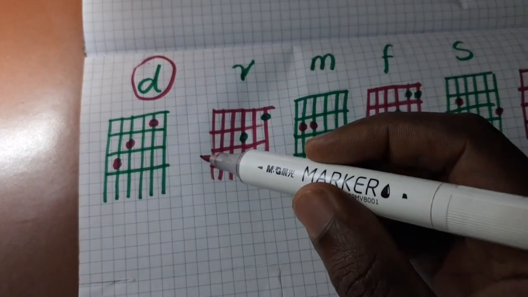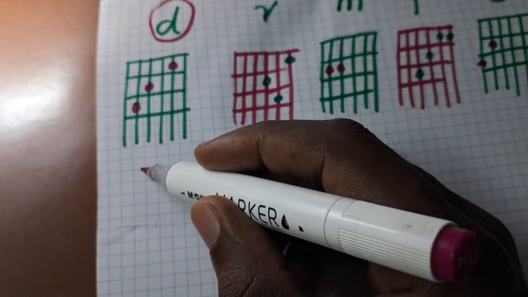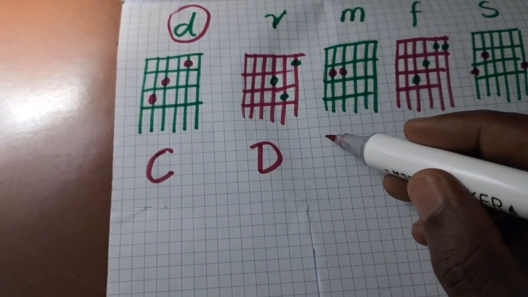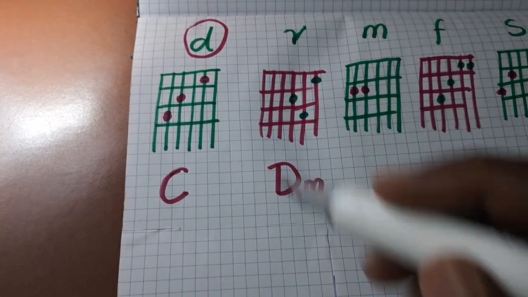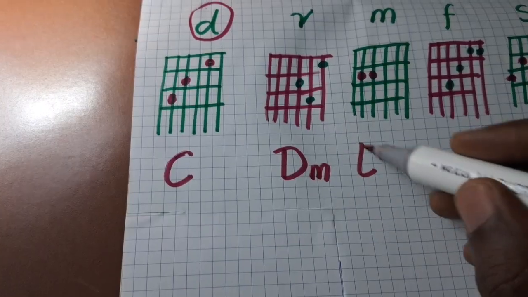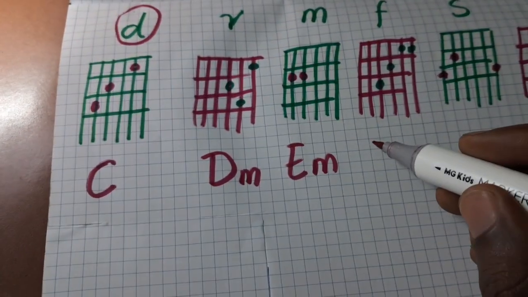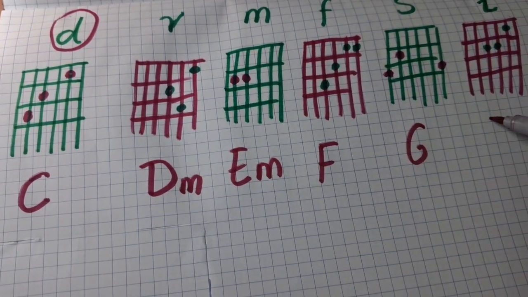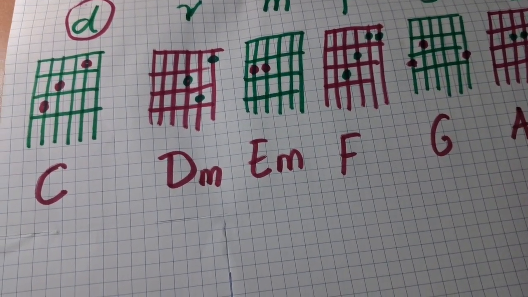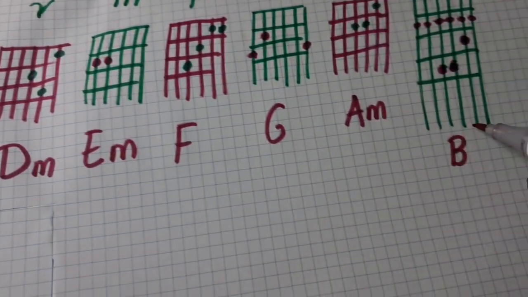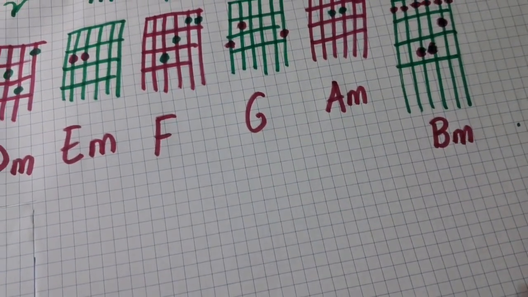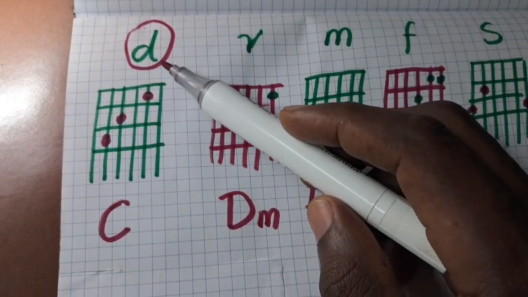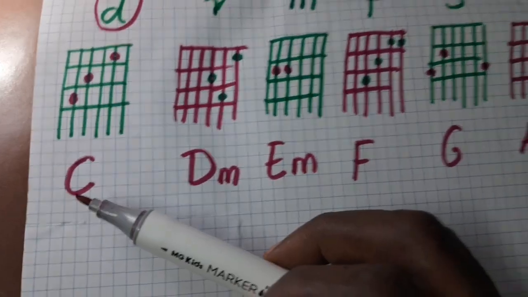Now this is in the key of C. So this makes this C, D. Now this is D minor, E minor, F major, G, A minor, and B minor. So it is D, but this D is actually C.